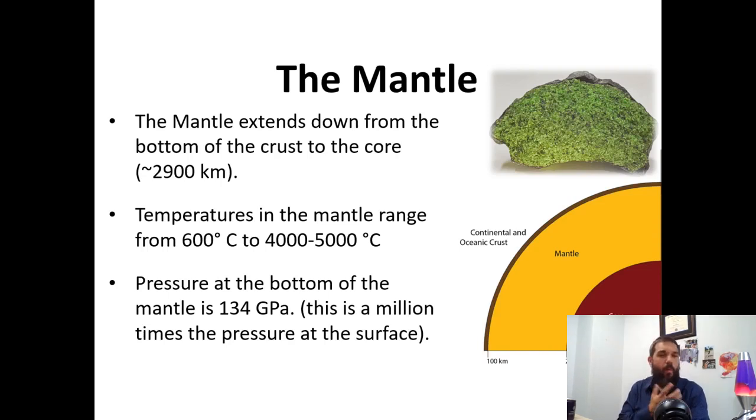You might be wondering, what the heck is a pascal? A pascal is a metric system unit for measuring pressure. The standard air pressure that you experience here on the surface of Earth is about 100,000 pascals. That might sound like a lot, but compared to 134 billion, it's nothing, right? So you're actually having a pressure at the core-mantle boundary that is millions of times what we have here on the surface of Earth.